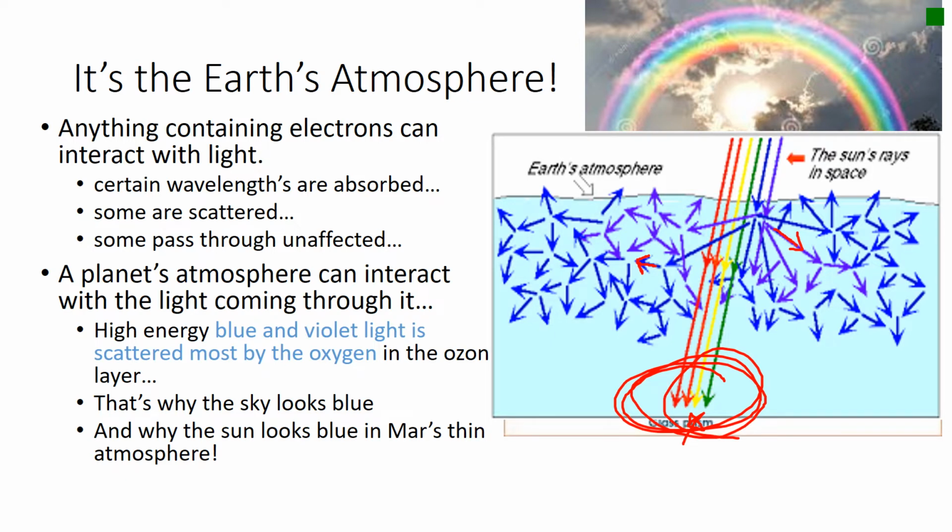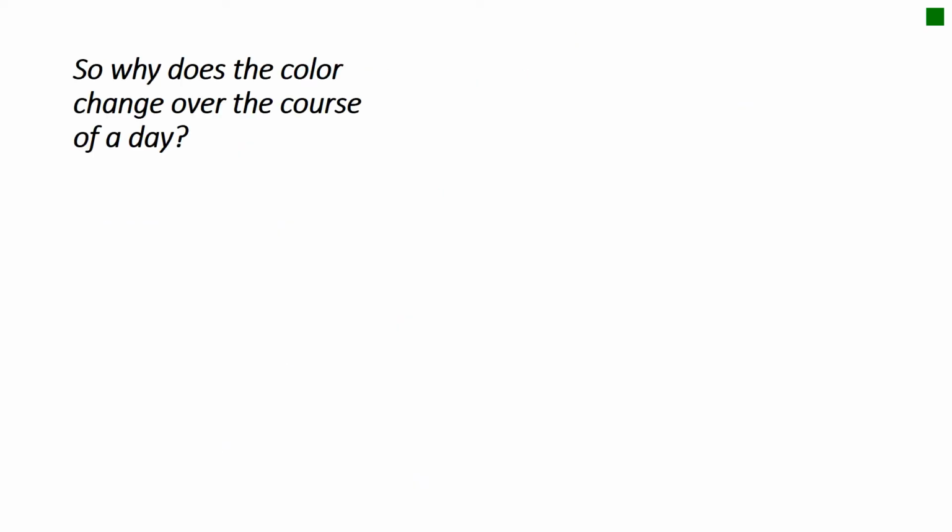It's also why the sun looks blue on Mars, as weird as that is to think about, because there's very, very little atmosphere there. So most of the blue light makes it through that atmosphere directly into the camera that we have on those rovers.